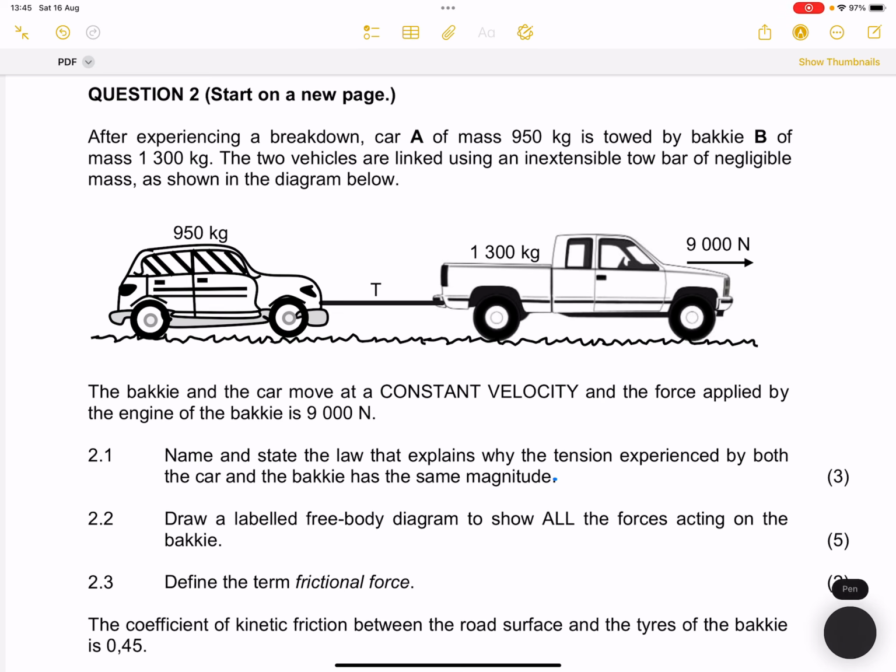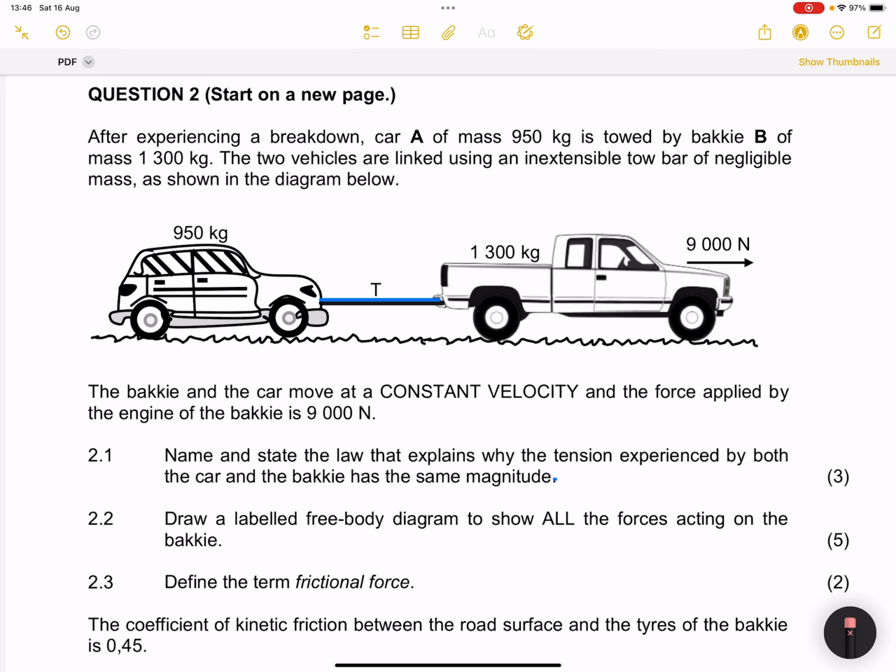Now, note this is very important. Inextensible tow bar simply tells us that it's a rigid bar, so it means that the acceleration of the two cars will be exactly the same, right? So in this case, they say a tow bar of negligible mass as shown in the diagram.